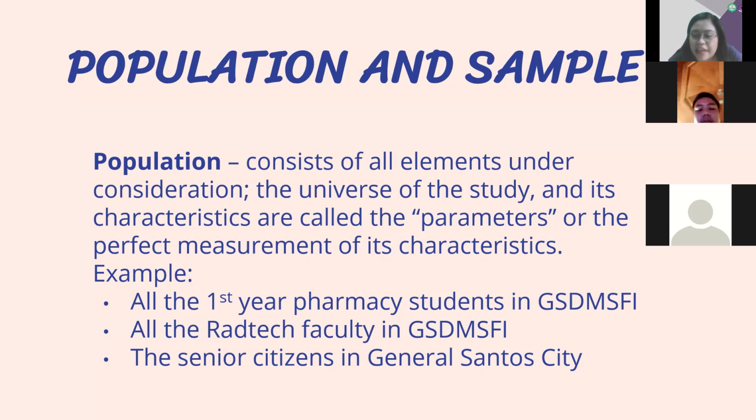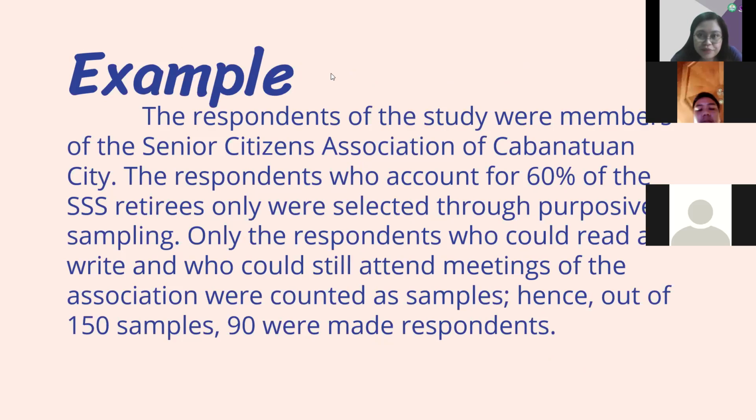That is our parameter. And some of you might have residents of General Santos City, or just a portion of the residents, like senior citizens only, or the millennials, or the adults working in General Santos City. That's what we call the population. So again, we are setting the parameters when we say population.